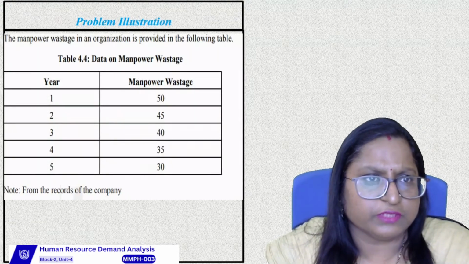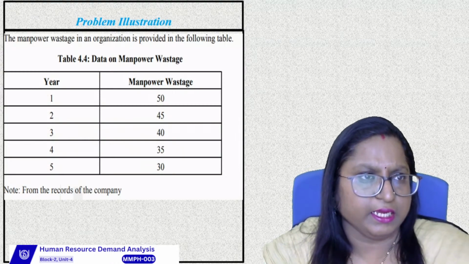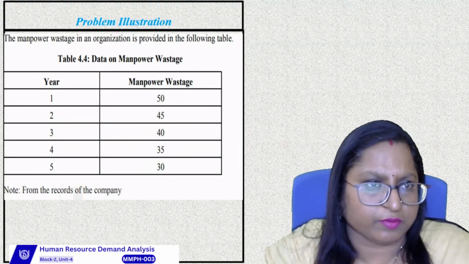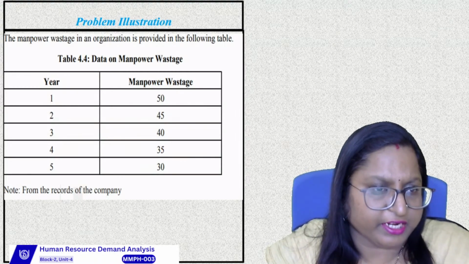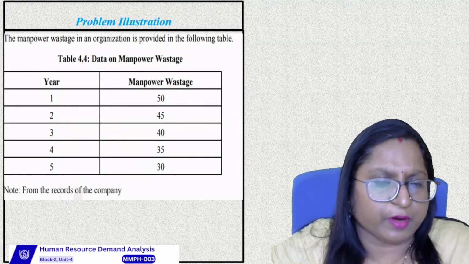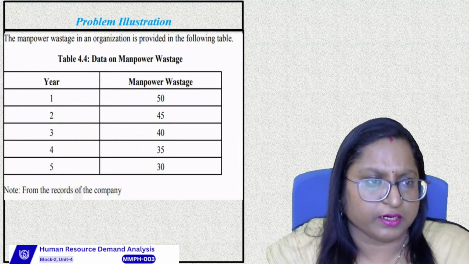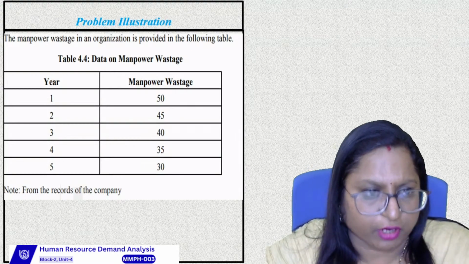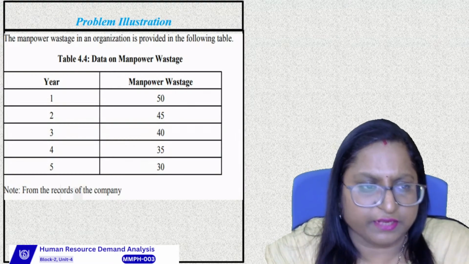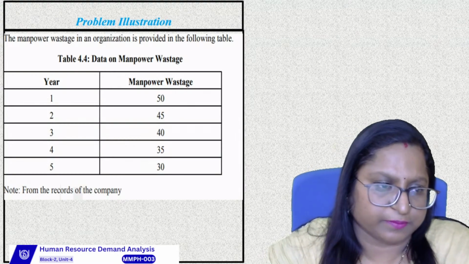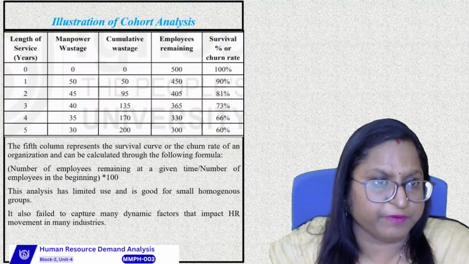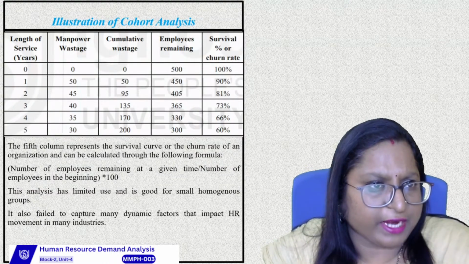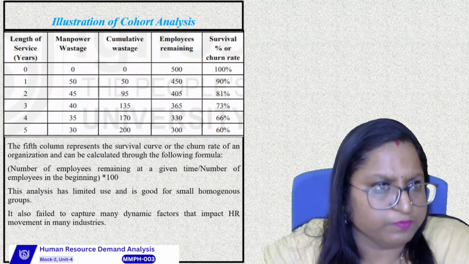So here from the problem we can see the manpower wastage in the organization provided in the following table. In the 5 different years, in the first year the manpower wastage is 50, the second year the manpower wastage is 45, third year is 40, fourth year is 35 and fifth year is 30 from the previous record of the company. So first of all you have to find out the cumulative value.